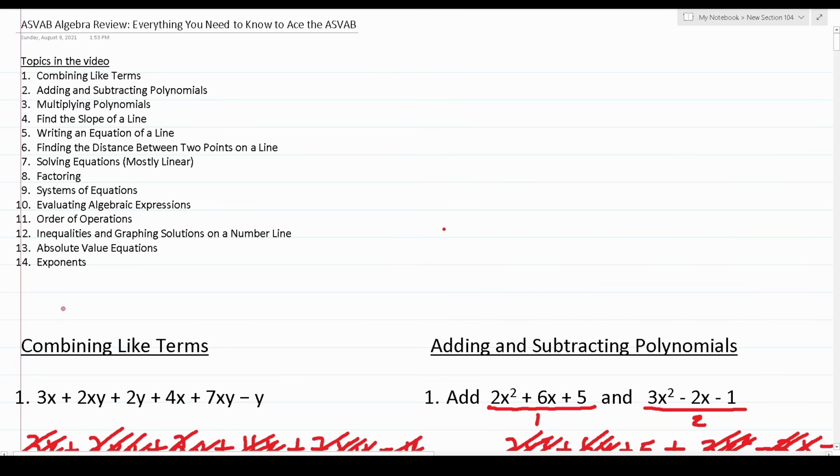In total, these topics account for about 50 to 60% of what you'll see in the mathematics knowledge subtest of the ASVAB. So it behooves you, in other words, to really make an effort to understand each and every one of these topics. Now, let me say this.